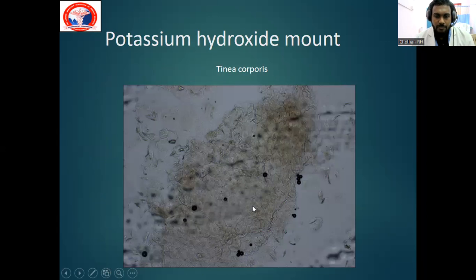This is the potassium hydroxide mount of a tinea corporis patient. You can see that there are multiple refractile elements. You can see multiple hyphae, the long, thread-like structures present in this slide. They are almost transparent. They are refractile substances, which is common with tinea corporis. So this is a dermatophytic infection, or tinea corporis.